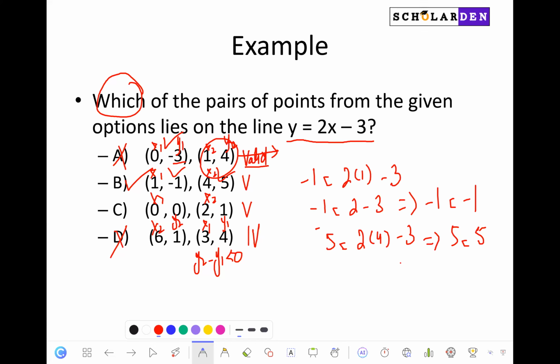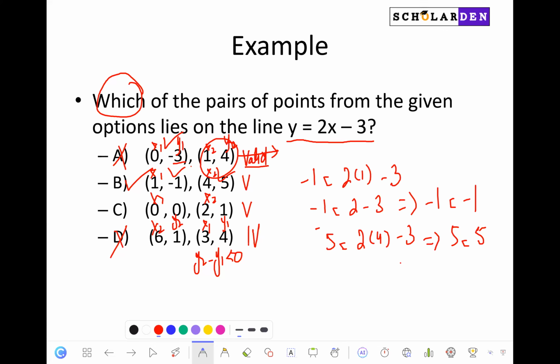Okay, right. So for the folks who have just joined in right now, the question states: which of these pairs of points lies on this line? So first of all, what we did was we said we can find whether all of these points provide a clue. So for example, for a line passing through these points, must its slope be positive or negative? So we find out y2 minus y1.